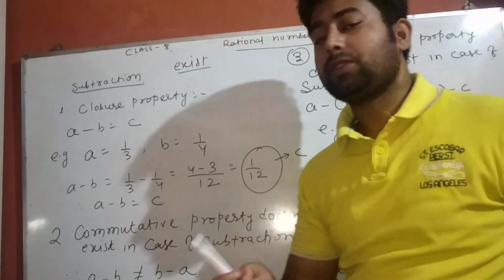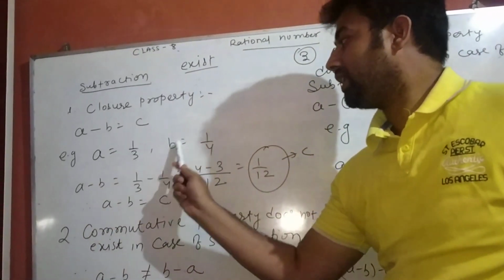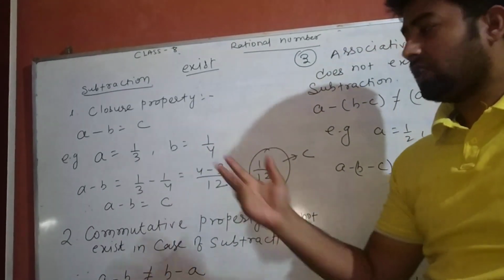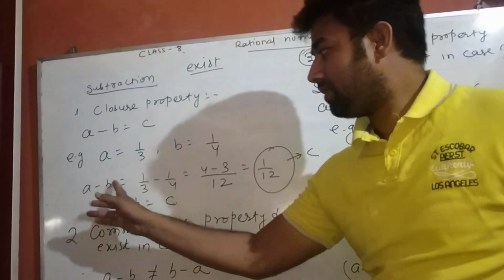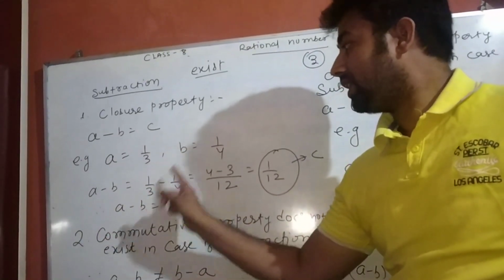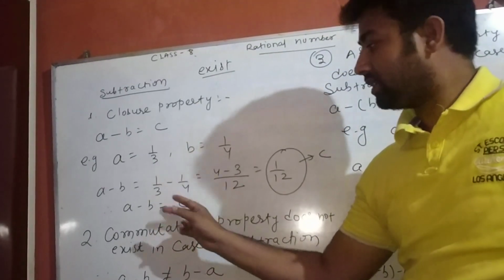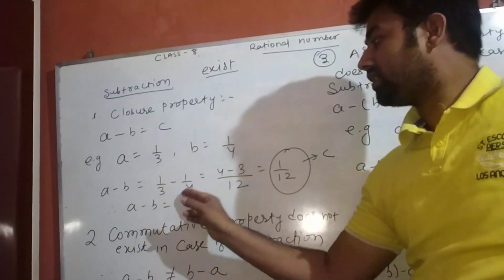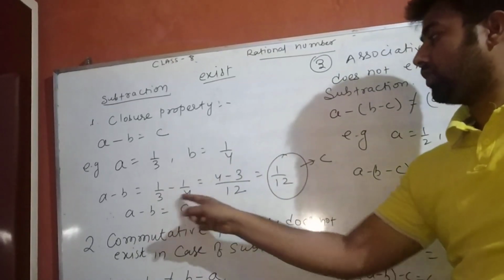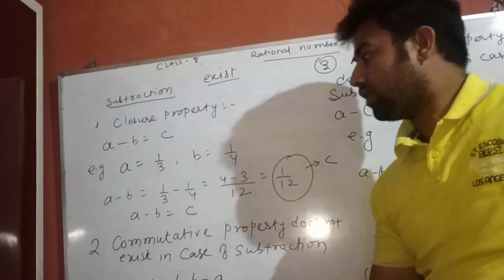To verify this property we take two rational numbers, a equal to 1 by 3 and b equal to 1 by 4. Now let's find their difference, a minus b. We put both in their places, and after that take the LCM of 3 and 4. What is the LCM of 3 and 4? That is 12.